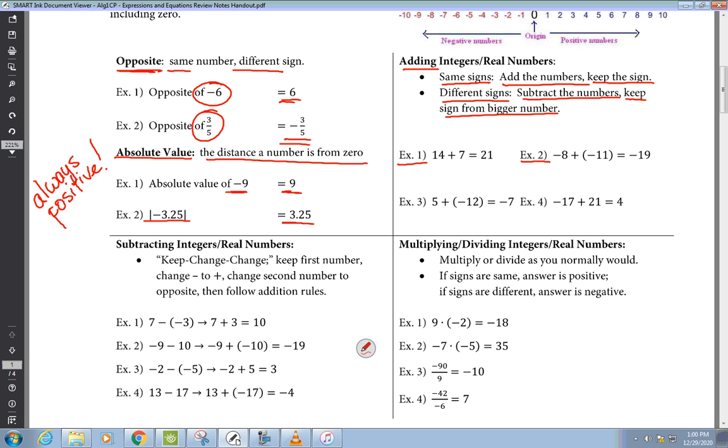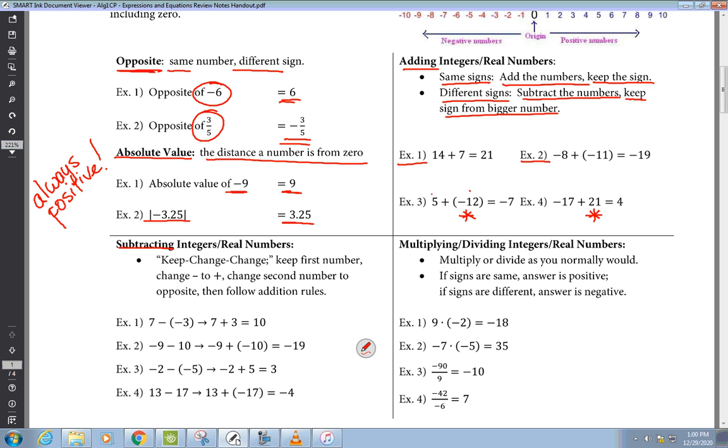So in example 3, 5 plus negative 12, 2 different signs. So you would do 12 minus 5, 7. 12 is the bigger number, and since it has a minus sign in front, it's negative. So that means it would be negative 7. Same rules apply for example 4. Negative 17 plus 21. So you would do 21 minus 17, which is 4. 21 is the bigger number. And since it's positive, your answer would be positive. And that's how adding would work.